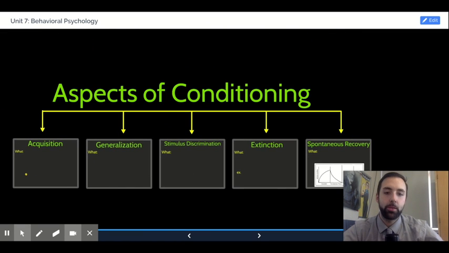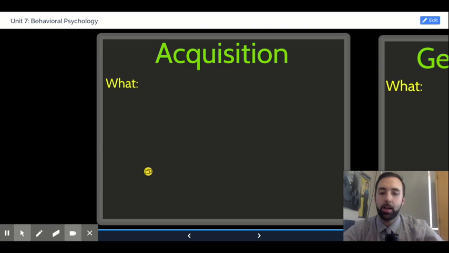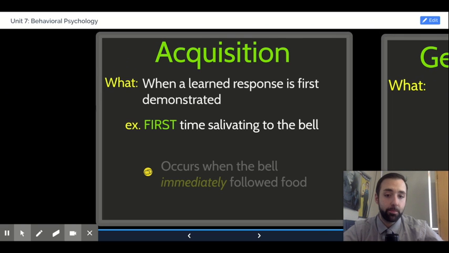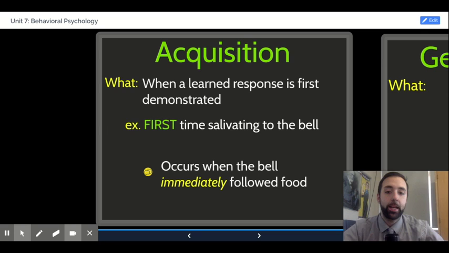We'll start, as we typically do, all the way to the left and talk about the term acquisition. Acquisition is demonstrated when a learned response is first reflected in the behavior of the organism. And again, that applies to more than just classical conditioning, which is the example here. This applies to all of the forms of learning. So, for example, if the very first time a dog salivates to the sound of a bell, you would then be able to say that that dog has acquired a new behavior.